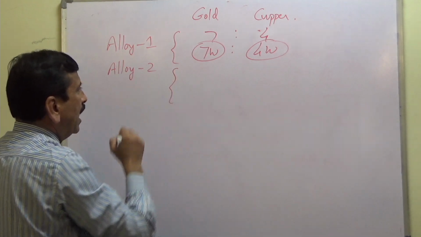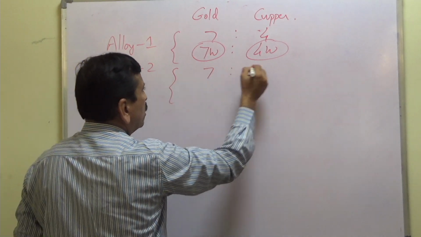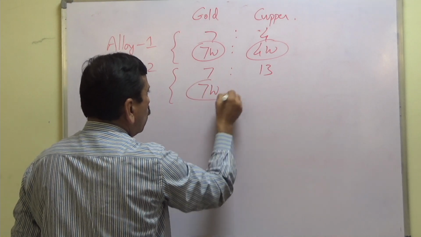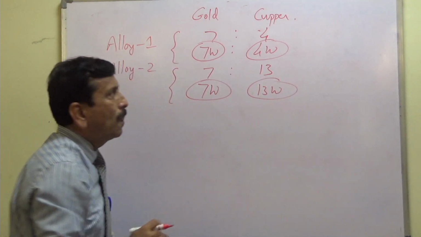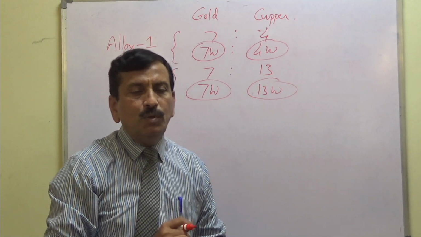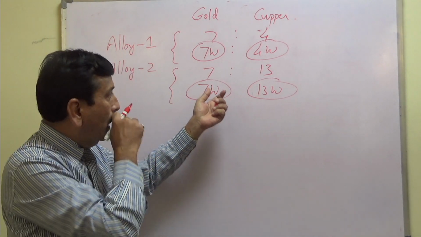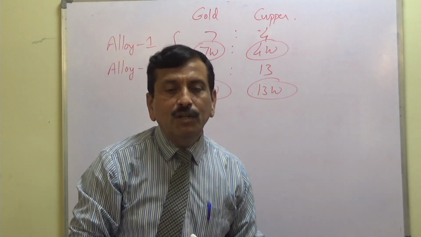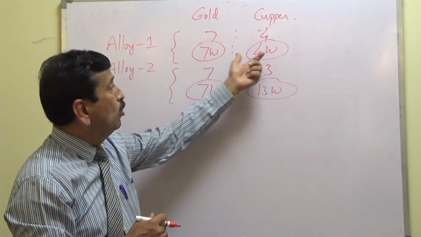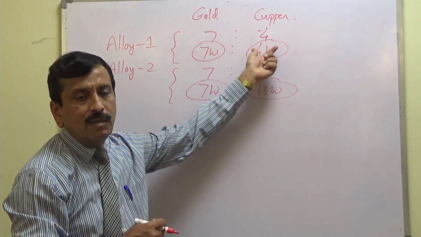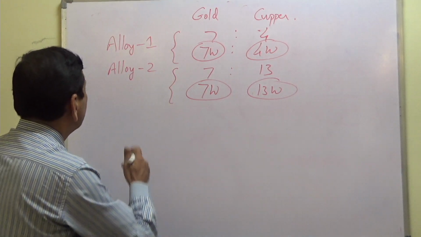Now let's see what is in alloy B, the second alloy. It is in the ratio 7:13. So 7W gold, 13W copper. Now gold to copper is available over here. We get the gold to copper ratio in alloy 1 as 7/11 to 4/11, so 7W/11 upon 4W/11. Now the total will be this much plus this much, we get 11W.